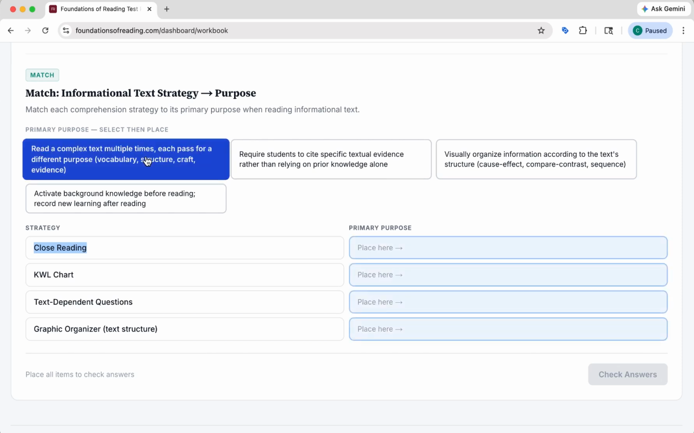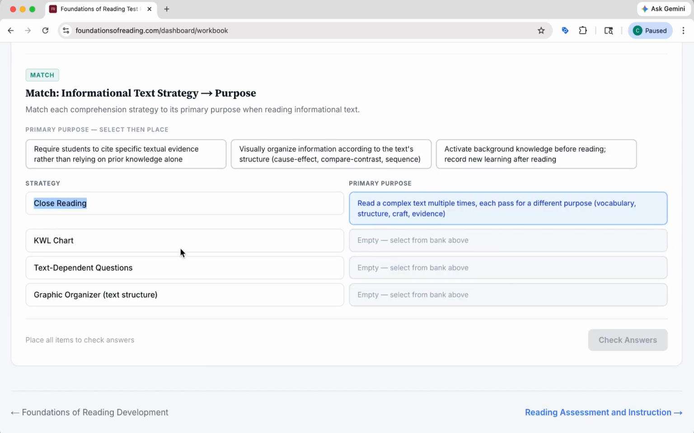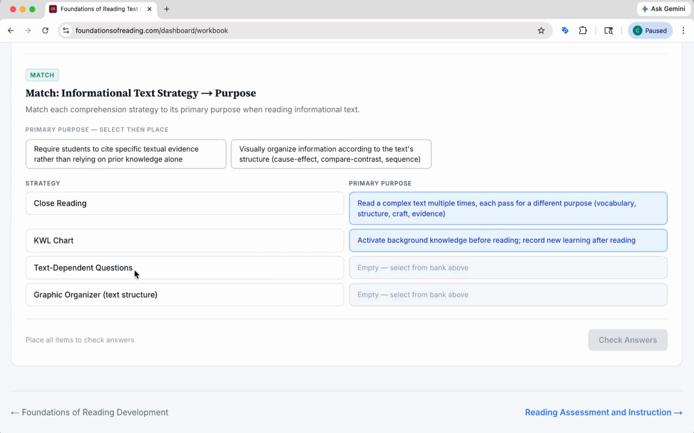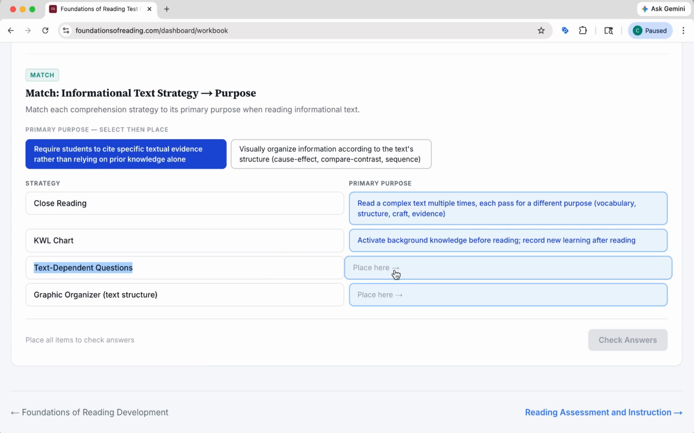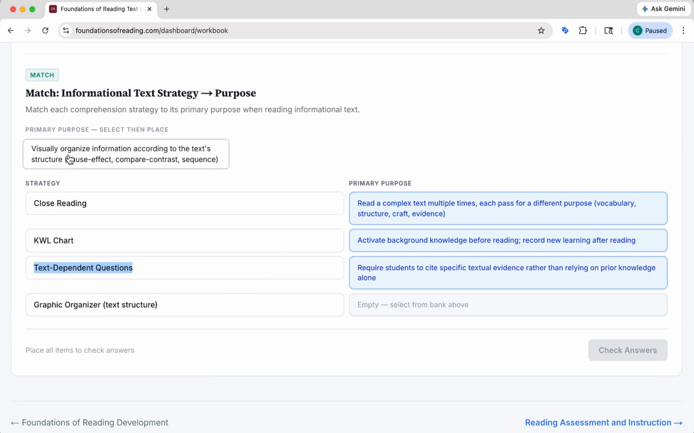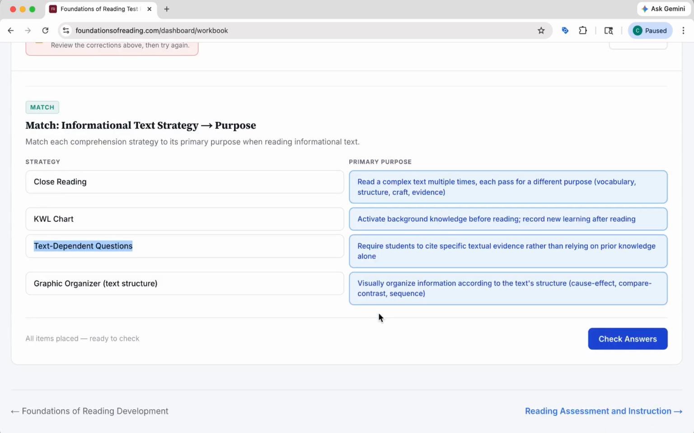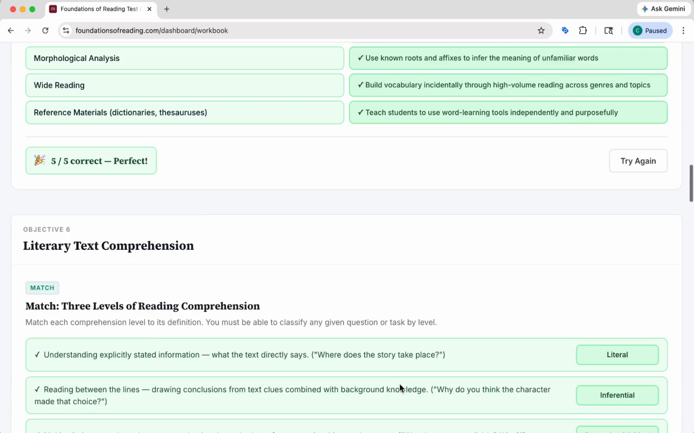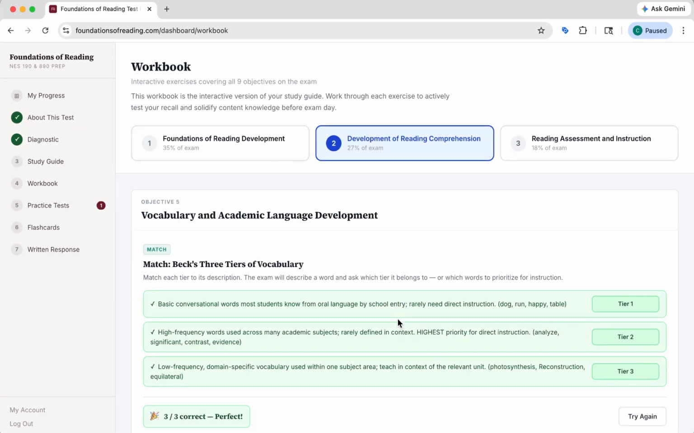All right, read a complex text, close reading, KWL chart, activate background knowledge, text-dependent questions, and graphic organizer, visual organization for information. Let's check it, 4 out of 4, and we're good to go. It is time for us to complete this lesson.